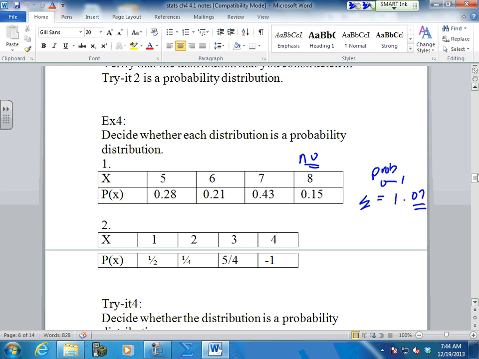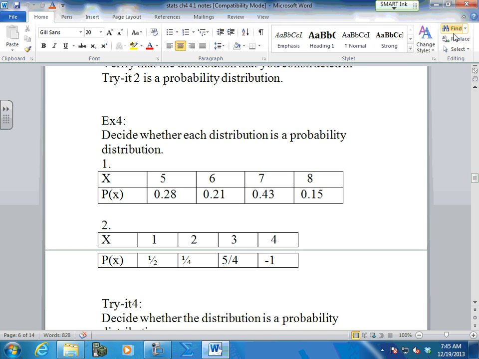Only two criteria, guys. The probabilities have to be between 0 and 1, and the sum has to equal 1. This is not binomial probabilities. This is just any probability distribution. How about the second choice? No, because it's not between 0 and 1, and we also have a negative. There's no negative probability, absolutely. Thank you, Gunner.